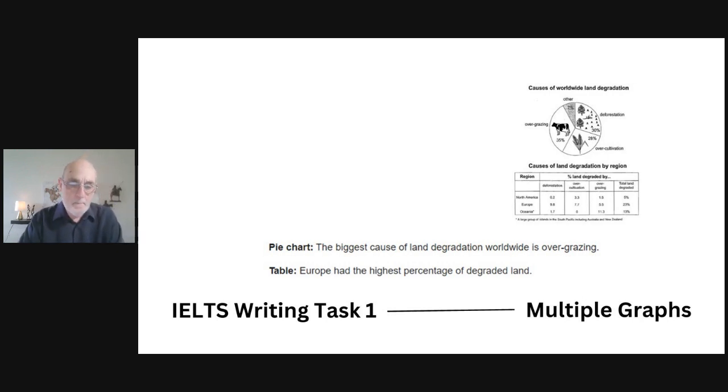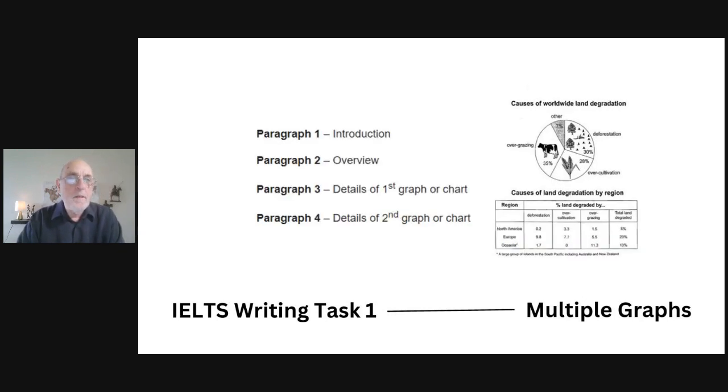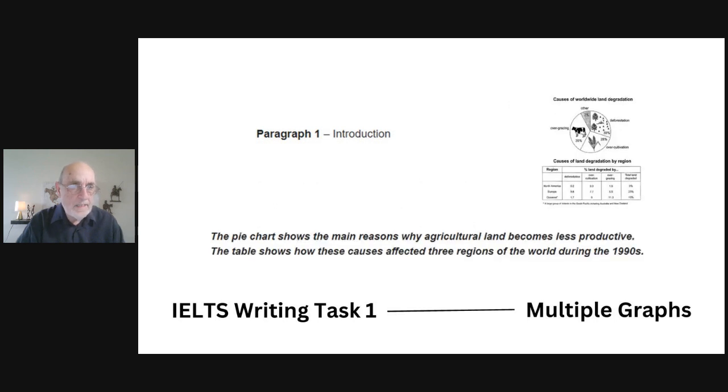So, just again as a reminder, we're going to have 4 paragraphs: an introduction, an overview, the details of the first graph or chart, and the details of the second graph or chart. And this is simply our outline for writing this essay. So let's start with the introduction.